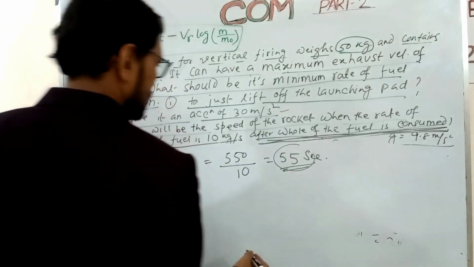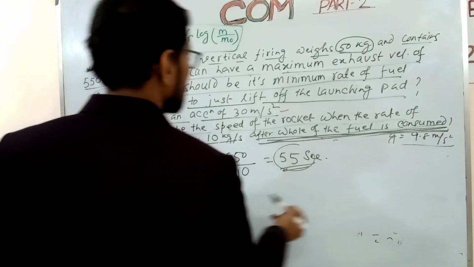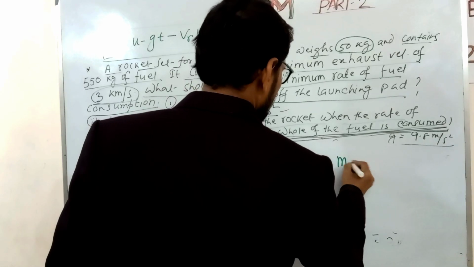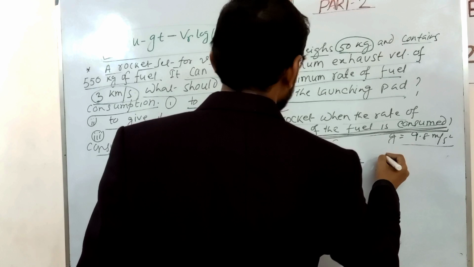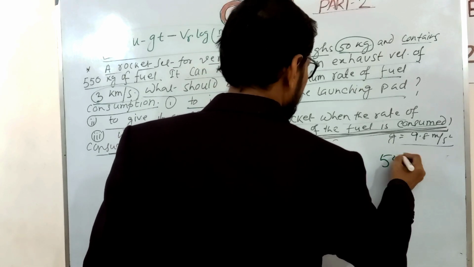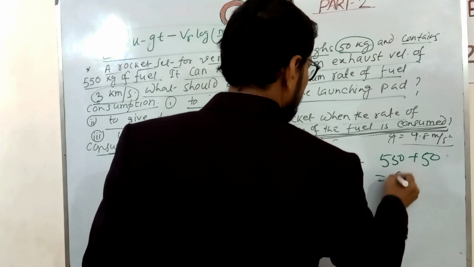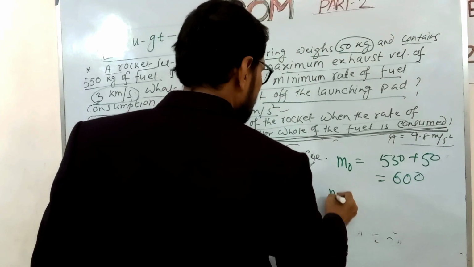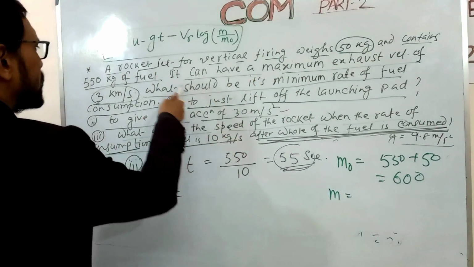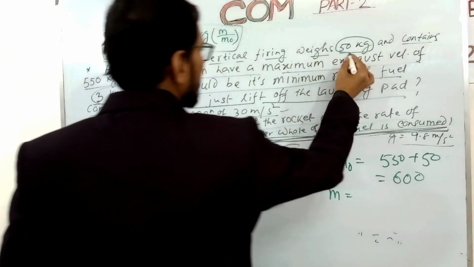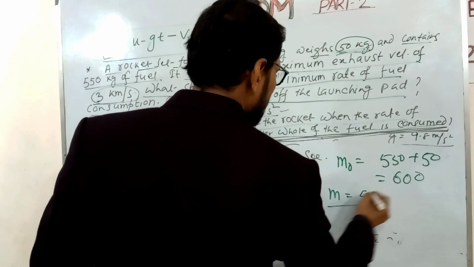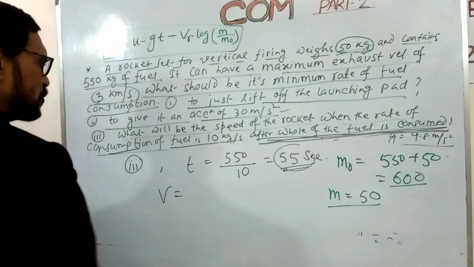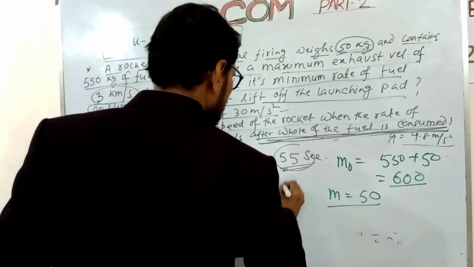So what is m0 here? The initial mass is 550 plus 50, that is 600 kg. And m, when the whole mass of the fuel is consumed, is the remaining mass of the rocket, that is 50 kg. So here m equals this and m0 equals this. Now put u equal to 0.